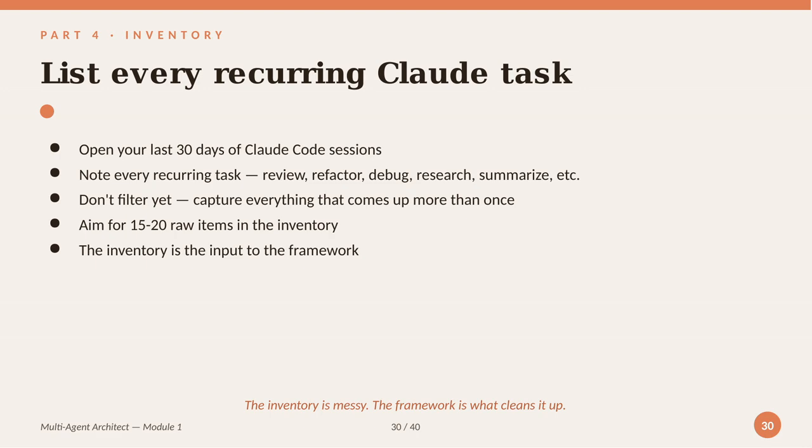The inventory is the input to the framework. Without a real, complete inventory, the framework has nothing to operate on. The inventory is messy on purpose. Many of these items won't end up as subagents. The framework's job is to clean up the mess. The inventory's job is to surface everything that could possibly be a candidate.